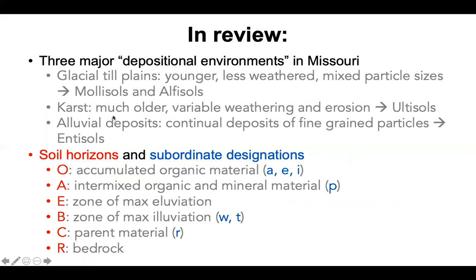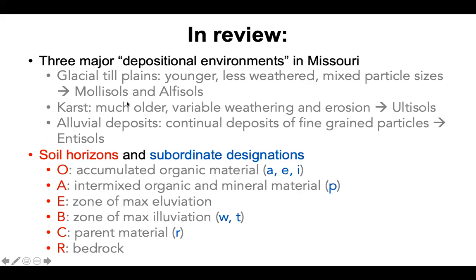So as a quick review, we have three major depositional environments in Missouri, three different ways that parent material has been deposited. Up in the north, we have the glacial till plains. These are younger, more recent deposits. They're a little less weathered, and they have really mixed particle sizes. Everything from boulders to clay is all kind of intermixed. This gives us mollisols and alfisols. Mollisols in the west, which is slightly more arid, and alfisols in the east, which is slightly wetter.